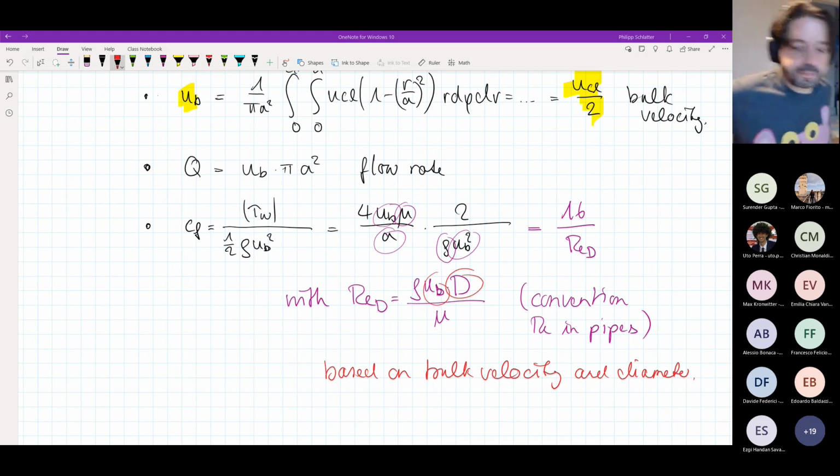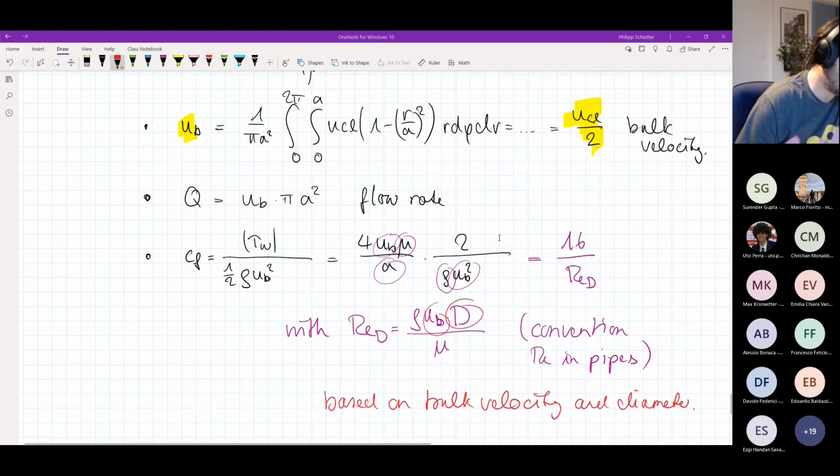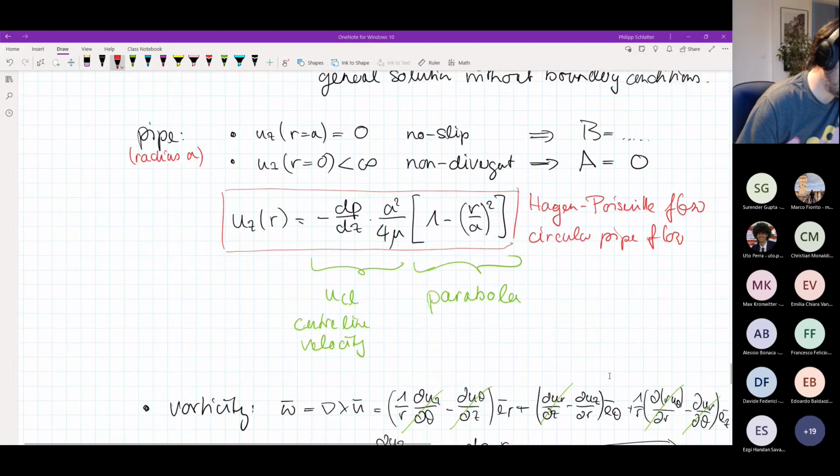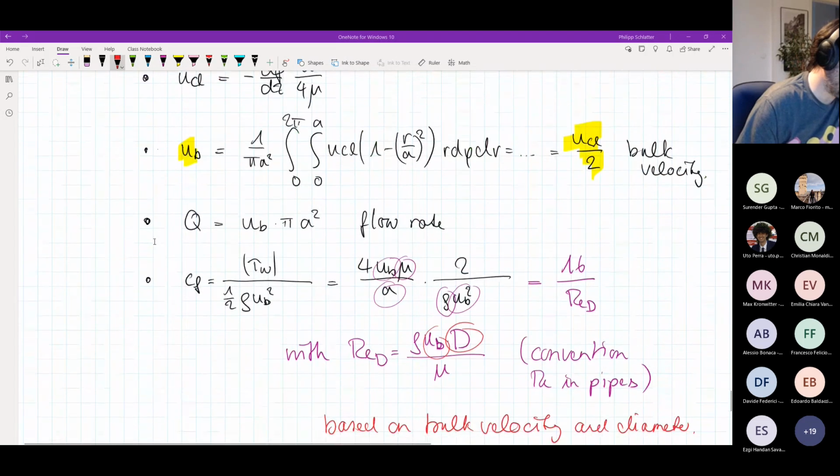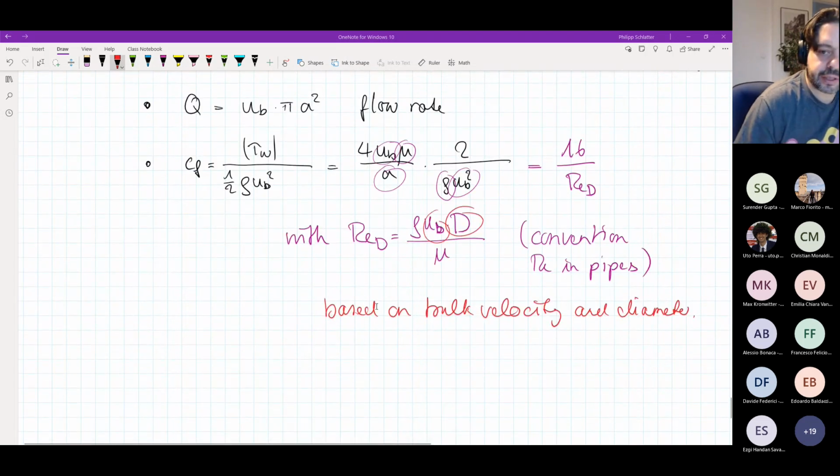Now I would like to continue with the topics that we talked about before the break. So we calculated now the exact solution for pipe flow, as you can see here, and then we had a few other quantities that we calculated for it. There's one last comment that I would like to make.